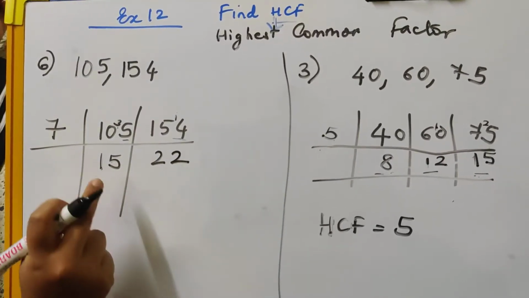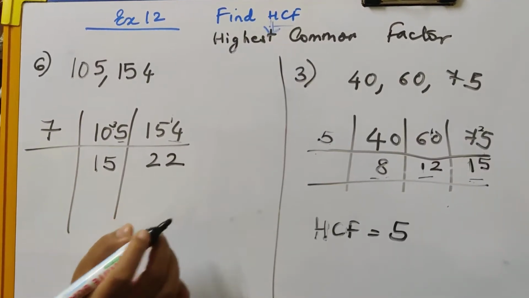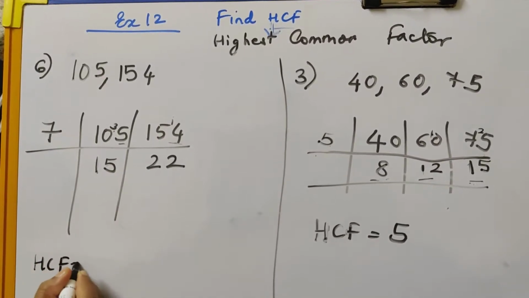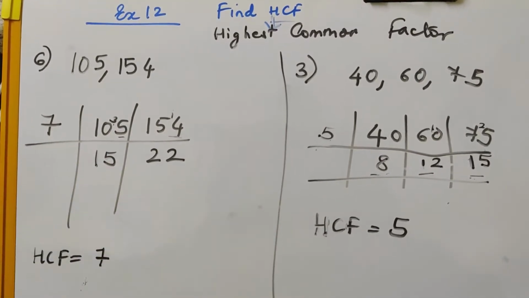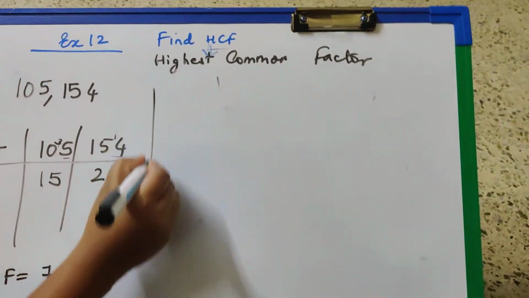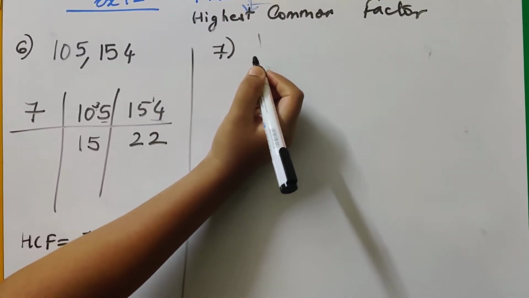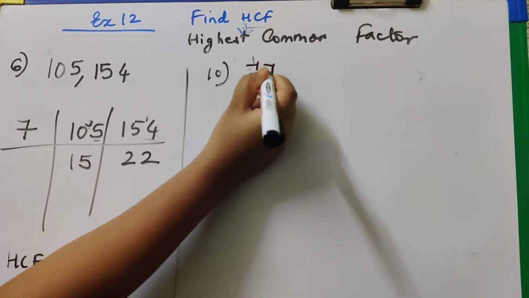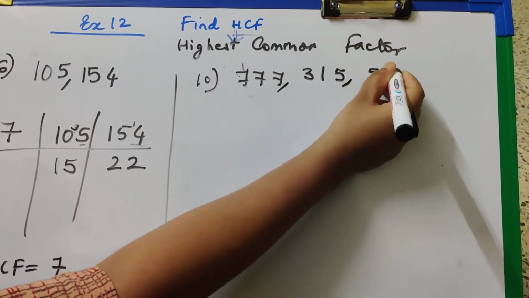7 2s are 14. Now is there any other number that can divide both 15 and 22? Do you think? No. So the HCF of 105 and 154 is 7. Okay, so let's check the next sum, the seventh sum, or rather I could take a little difficult one, the 10th sum. Say 777, 315 and 588.